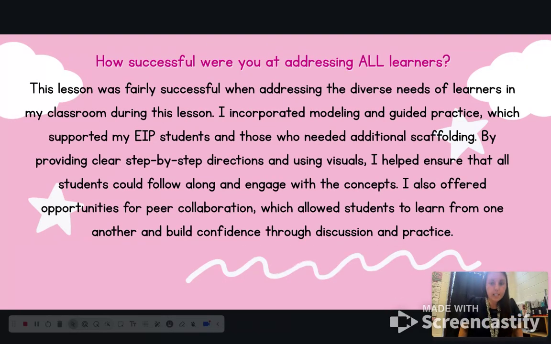How successful was I at addressing all learners? So this lesson was fairly successful when addressing the diverse needs of learners in my classroom. I incorporated modeling and guided practice, which supported my EIP students. Sometimes I have to do a little bit more modeling than my colleagues who have the average group of third graders. It just depends. But by providing clear step-by-step instructions and using a lot of visuals, I helped ensure that all my students could follow along and engage with the concept. And I also offered opportunities for peer collaboration, which allowed students to learn from each other and build confidence through discussion and practice.